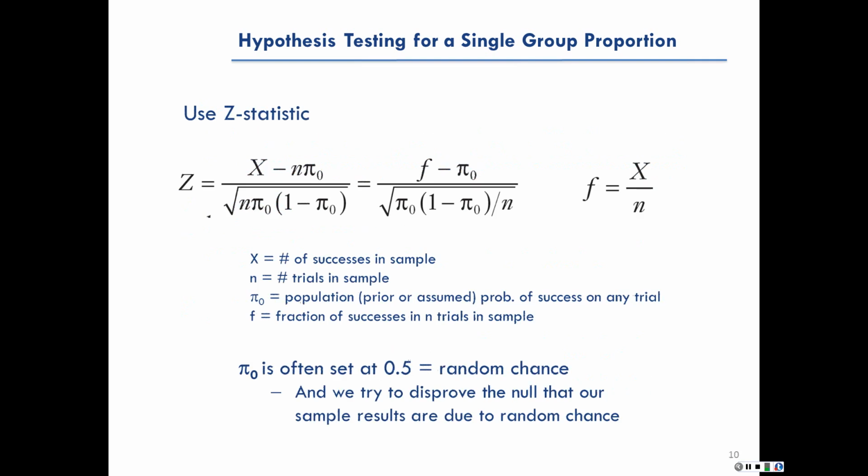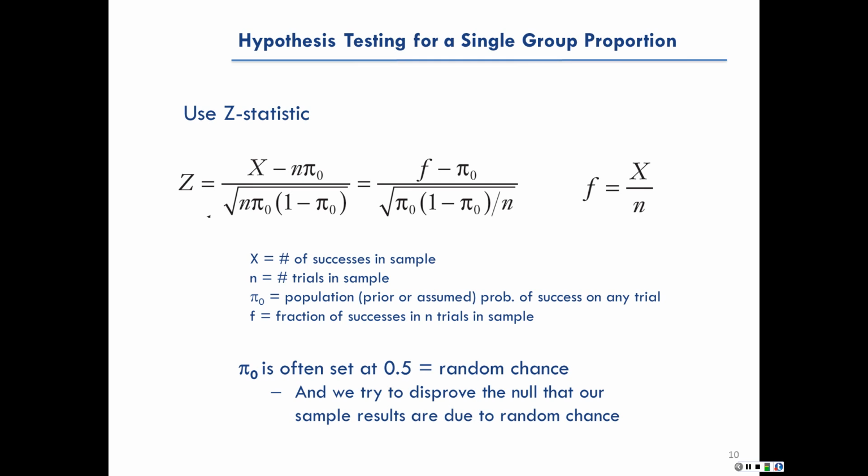So we want to use the z statistic, and here I'm showing you the formula for the z statistic, whether we're dealing with n and x. X, remember, is the number of successes in the sample, or f, which is the fraction of successes in the sample. You can see the z statistic in either case. We'll be using the fraction of successes, so z is equal to, in the numerator, f minus the population probability of success.